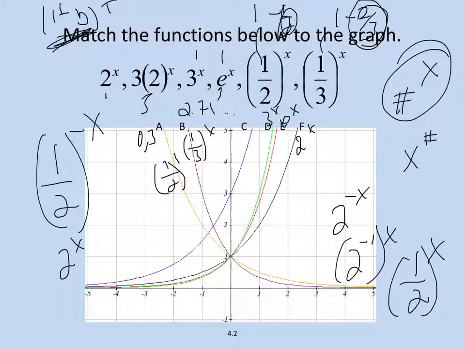And if you think about this, if I got 4/5 to the x, or 9/10 to the x, those are getting closer and closer to 1. So the closer you get to 1, the less decay is going on. It's going to lose values slower. Okay, so I hope that helps with that.